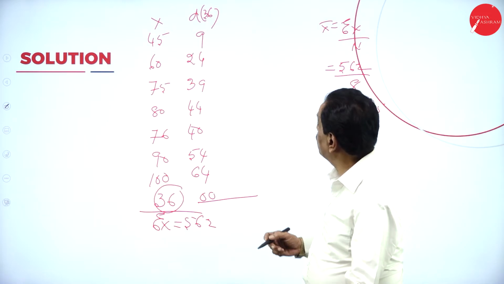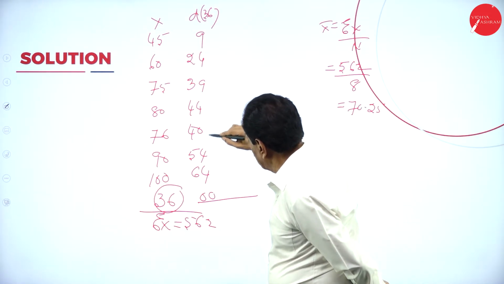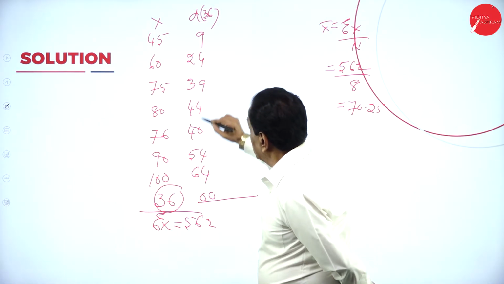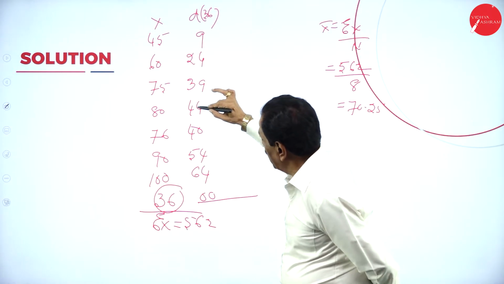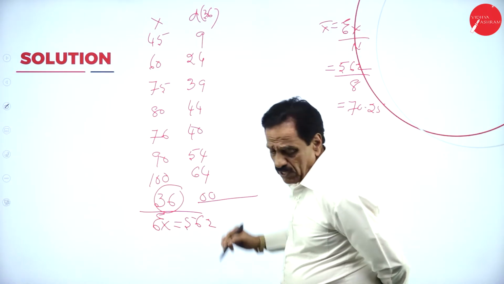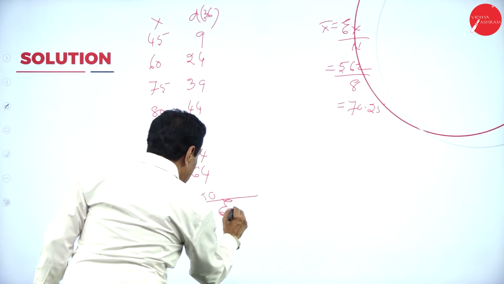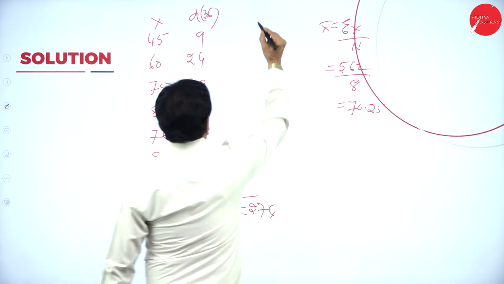This is 274. 9 plus 4, 13, 22, 26, 30, 34. 34, 3 carry, 3 plus 2, 5, 5 plus 3, 8, 12, 16, 21, 27, 274. This is sigma D, 274. Next step, D square.